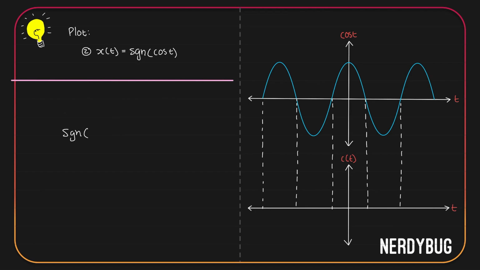Let's mathematically write it. Signum of cos t will be -1 if cos t is less than 0, it will be 0 if cos t is equal to 0, and it will be 1 if cos t is greater than 0. Over here, I have already plotted cos t, and you can see there are positive half cycles and negative half cycles. In the positive half cycles, we will get +1 for the signum function. In the negative half cycles, the signum function will become -1. So it will look like this.